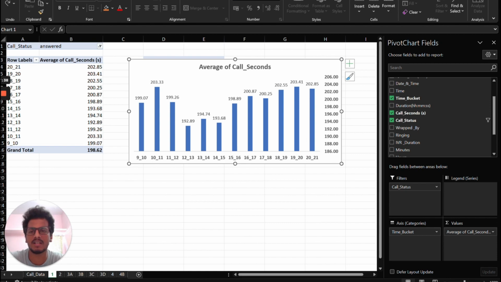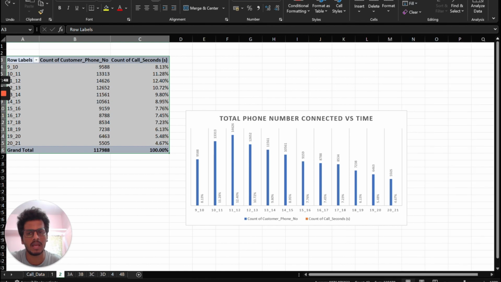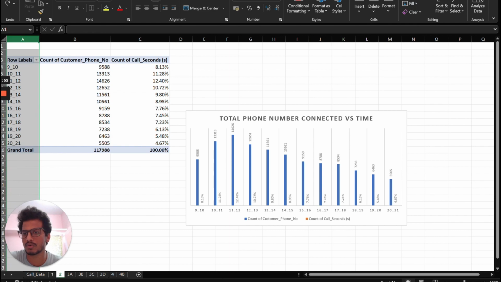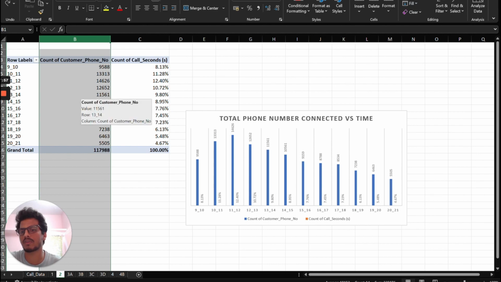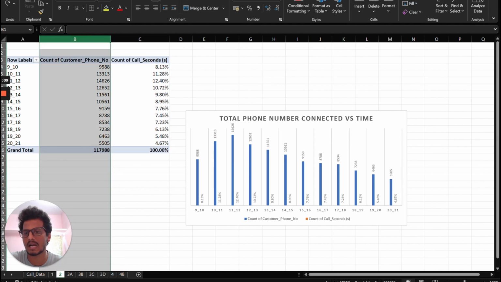Guys, the Excel will respond very slowly, or it will take some time, because it is a high-volume Excel file, the data is huge, and we have tried to visualize a lot of things as well. In the first column of the table we have taken time buckets, and the second column is the count of customer phone numbers, so how many calls have been connected, and how many in percentage. These both have the same values. It's just that this is in count format and this is in seconds format.